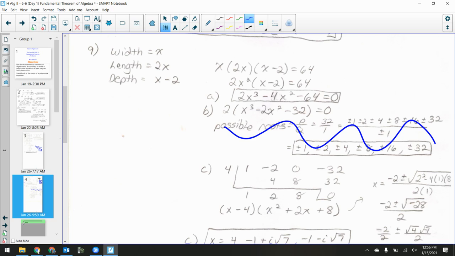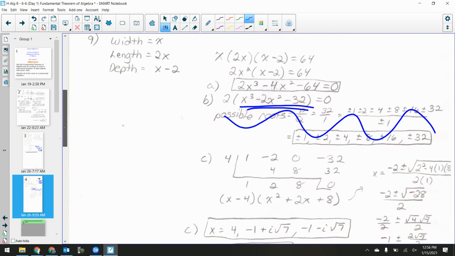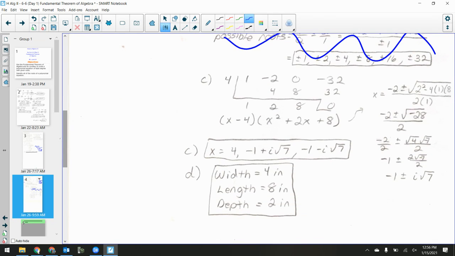I'm sorry, I forgot to tell you that. You didn't have to do part B for that possible rational roots. But at any rate, you plug this into your calculator and see where that crosses the x-axis, and it crosses at 4, and then 2 other pieces, which end up being non-real, so they get thrown out. So the only plausible answer is 4. So the width is 4, the length is 8, and the depth is 2.